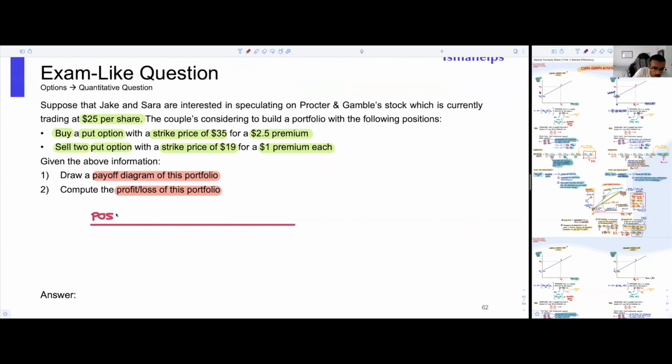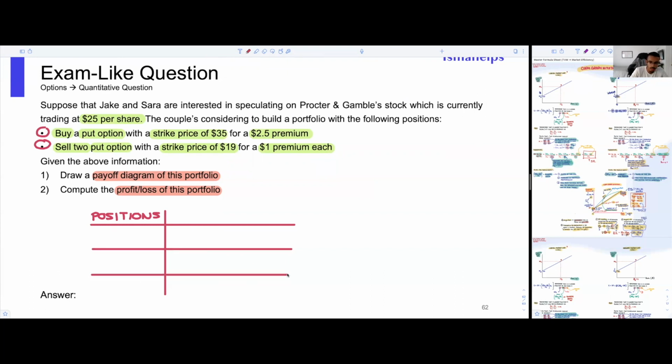We're gonna look at our positions, okay? Our positions will be our first column, and they really just consist of these two positions for Jake and Sarah's portfolio, all right? So we can go ahead and write these two positions onto our payoff table / profit table. Here we could say that we're gonna buy a put at $35. And you can maybe even put in a different color, no pun intended, that the premium is 2.5. Okay, and here we're going to put the premium is $1.